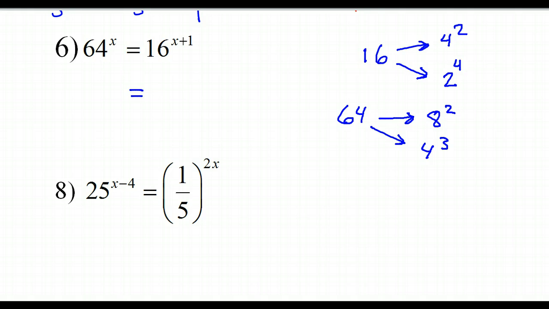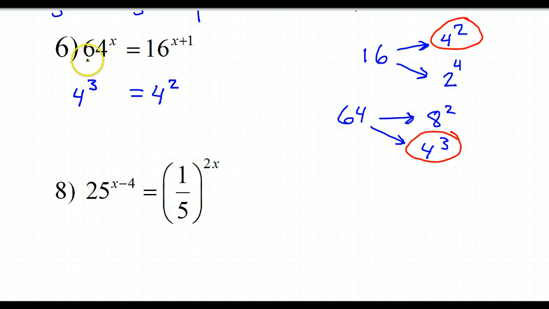But obviously I need the bases to be the same. So what base do these have in common? 16 can be written as a base 4, and 64 can also be written as a base 4. So we need to go with base 4. So that's what we're going to do. So we will write 16 as 4 to the 2nd power, and we will write 64 as 4 to the 3rd power.